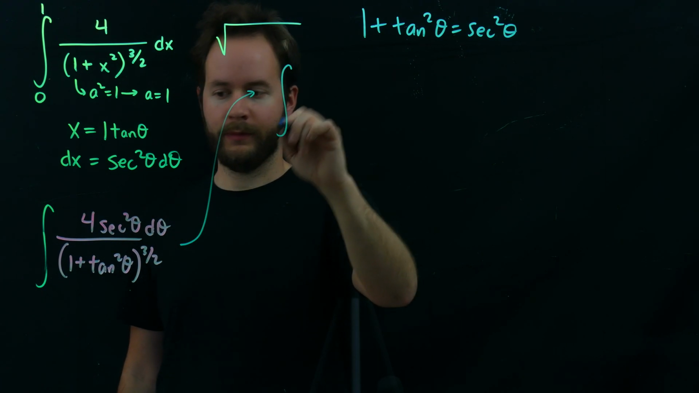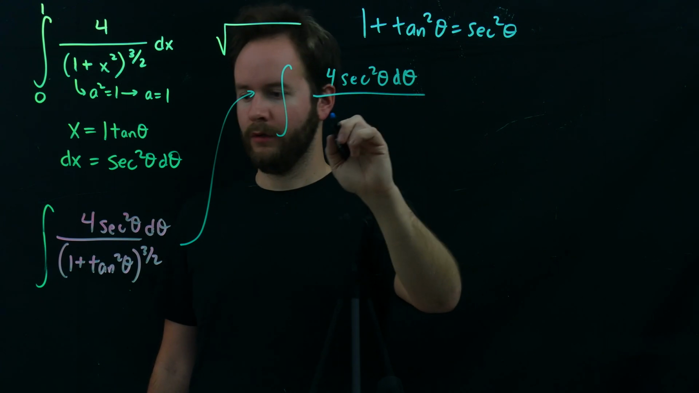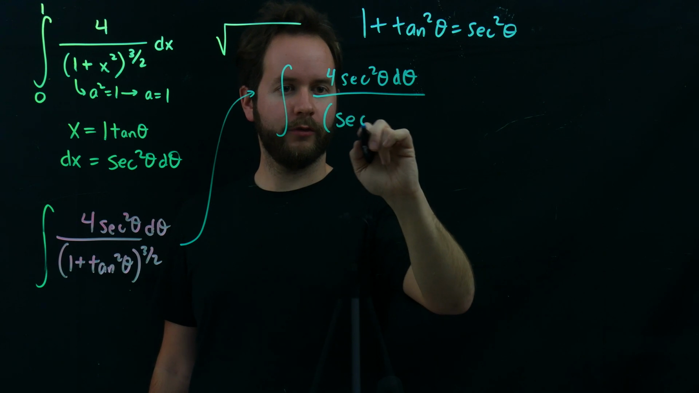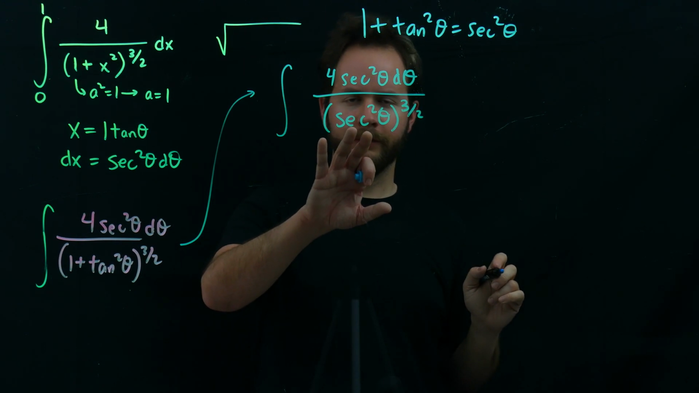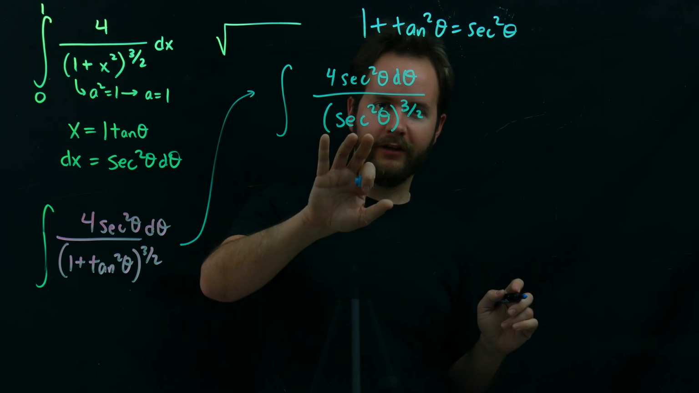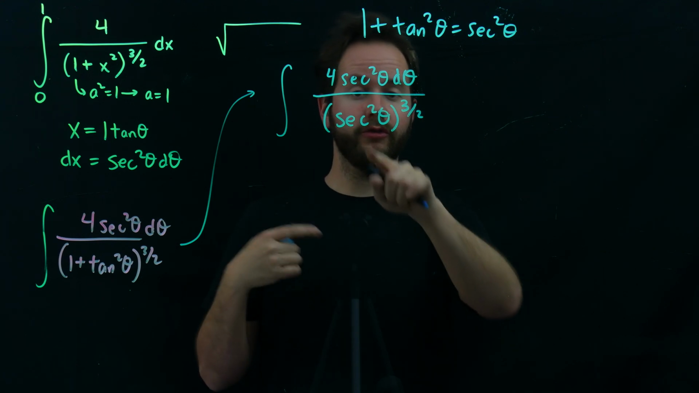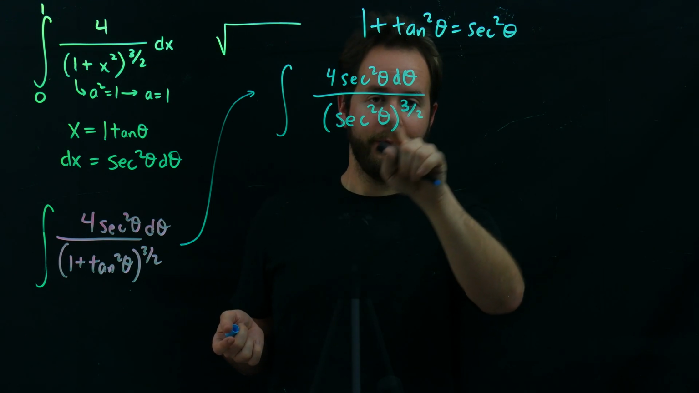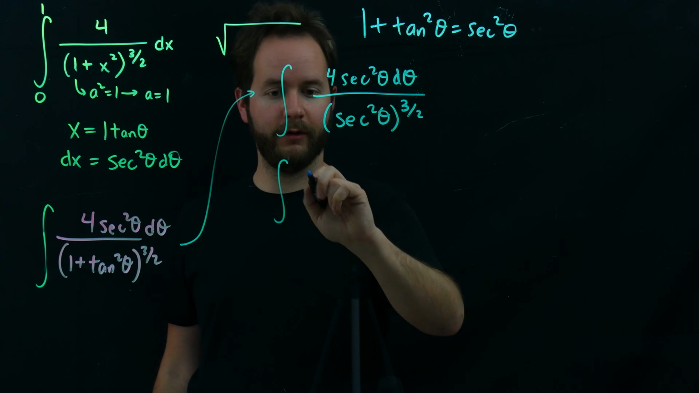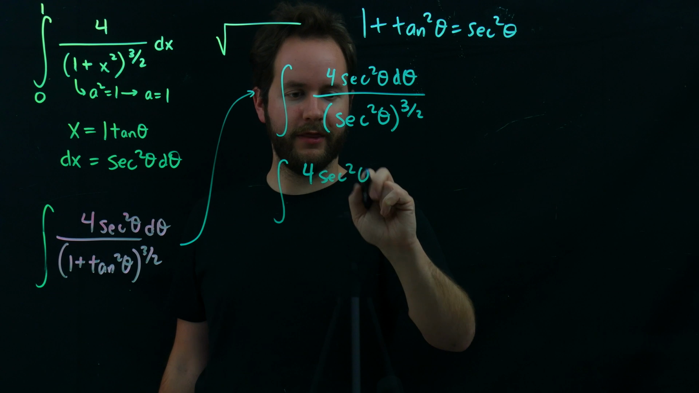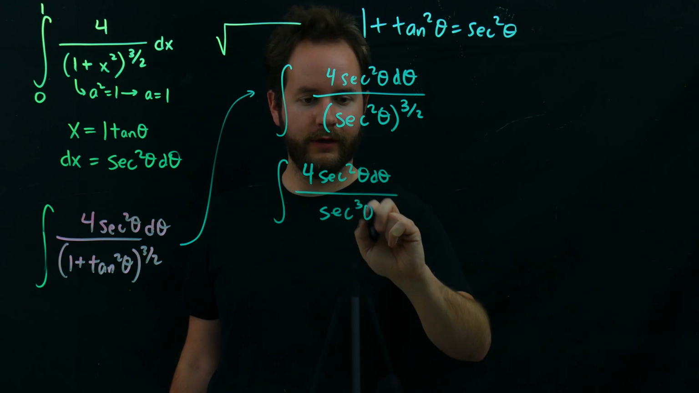integral up here. We have 4 secant squared theta over secant squared theta to the 3/2. All right, we're going to continue simplifying. Secant squared to the 3/2 means you're going to square root this guy, and then you're going to cube it. We can square root secant squared, and that will give us secant. But then we're going to cube it, and that's going to give us secant cubed. So secant squared to the 3/2 is better known as secant cubed. So 4 secant squared theta d theta over secant to the 3rd theta.